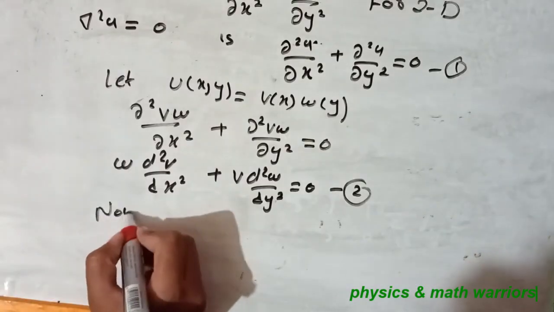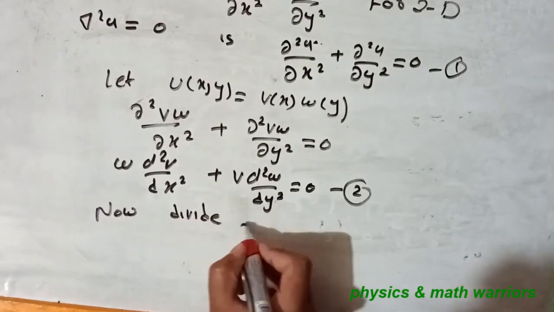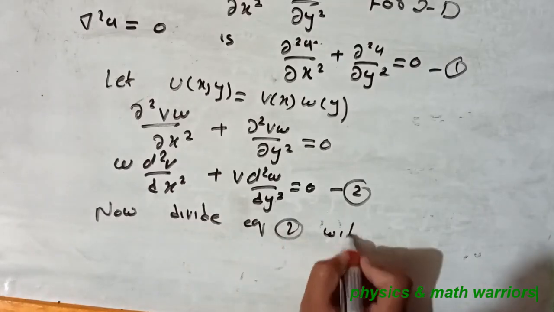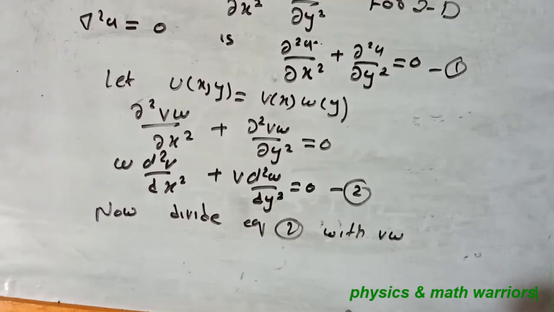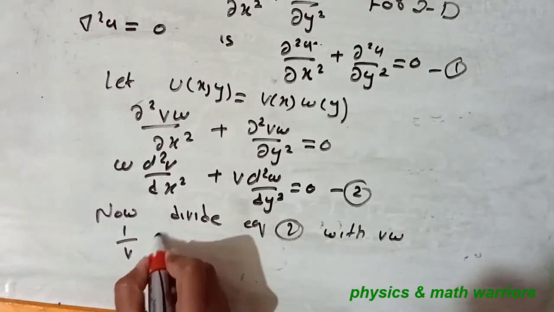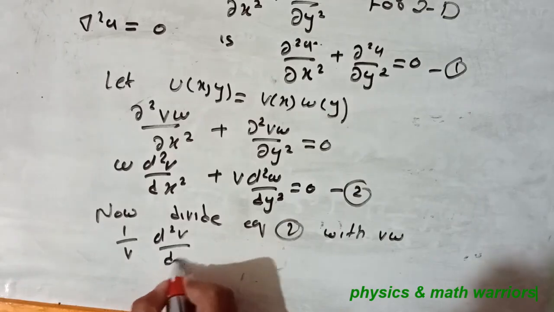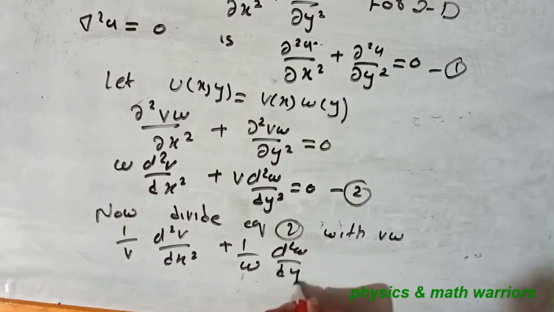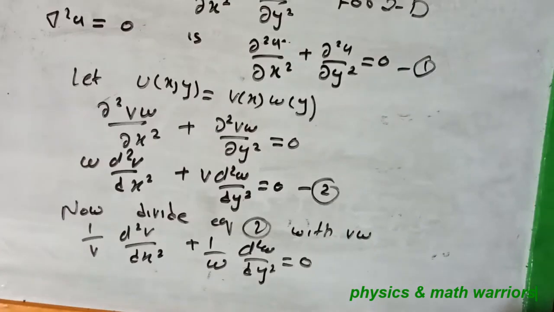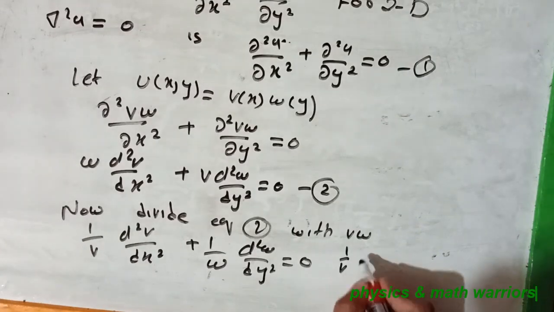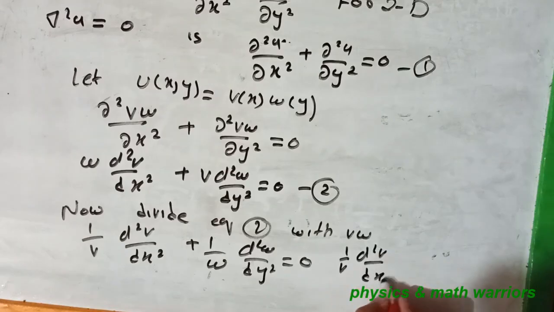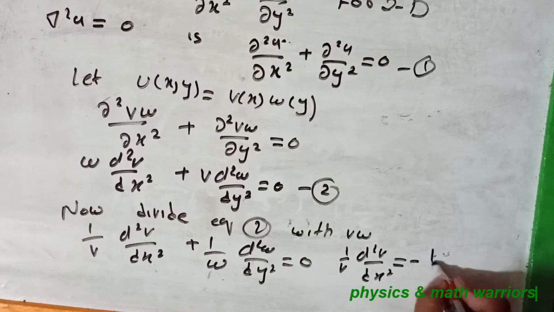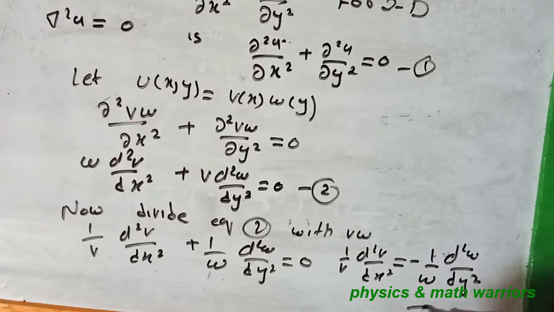Now divide equation 2 with v omega. So equation 2 become 1 over v d square v over dx square plus 1 over omega d square omega over dy square is equal to 0. This can also be written as 1 over v d square v over dx square is equal to minus 1 over omega d square omega over dy square. This is equation number 3.